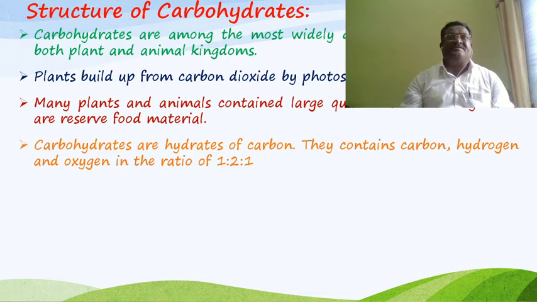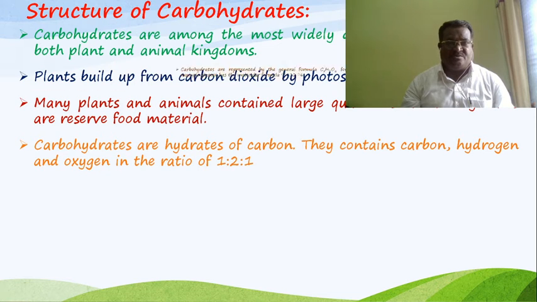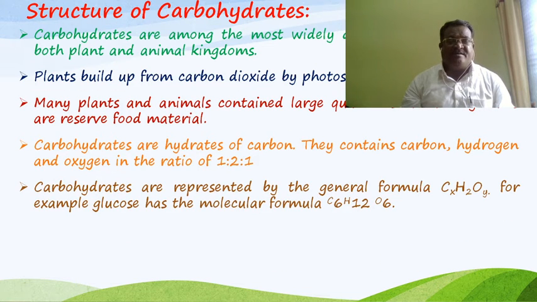So carbohydrate is nothing but the hydrate of carbon, and carbohydrates contain carbon, hydrogen and oxygen in the ratio of 1:2:1. It means one atom of carbon, two atoms of hydrogen and one atom of oxygen, that is the 1:2:1 ratio. We know that carbohydrates are represented by the general formula CxH2yOy.